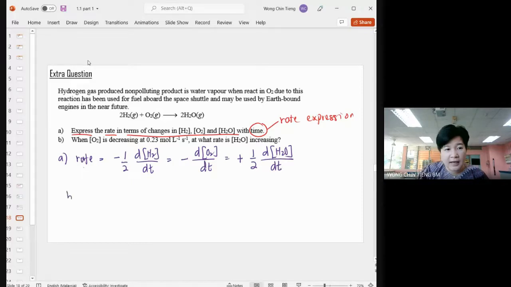And I'll just give you the answer for this one. For your H2O increasing, positive d[H2O]/dt. Correct me if I'm wrong. I got it here as 0.46 ms -1.